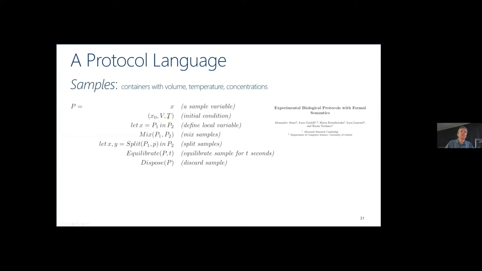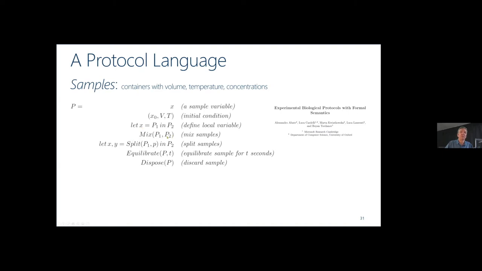So in this very, very schematic protocol language, we have samples. A sample is like a test tube or a droplet. The sample contains chemicals. It has certain concentrations of chemicals. It has a volume, it has a temperature. So the basic features. And the language for programming samples is: variables denote samples. There are initial sample conditions, so the initial concentration, initial volume, initial temperature. And then you can name a sample, just for convenience. And these are the actual operations.